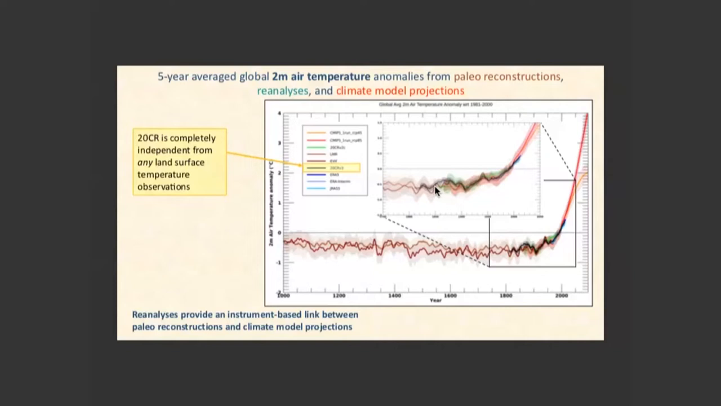But 20CR in particular is also special because it only assimilates surface pressure, so it's completely independent from any land surface temperature observations. It's independent of satellite observations over land or any thermometer-based observations. And so it can and has been used as essentially independent confirmation of global warming, independent of satellite and thermometer observations over land. The ocean starts to get a little bit more tricky to be able to say that.